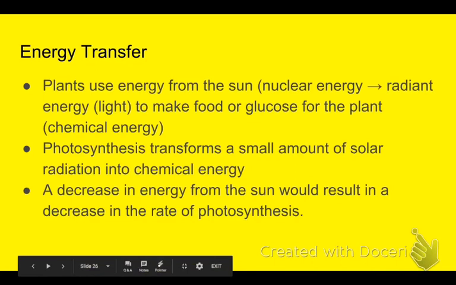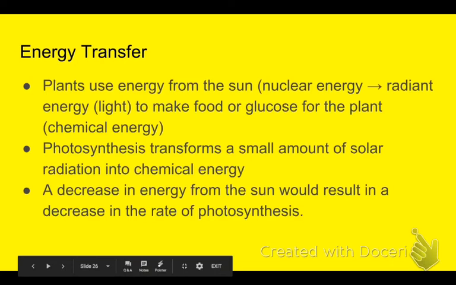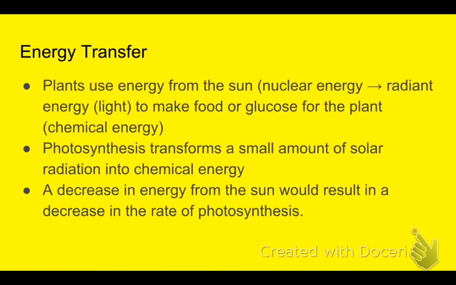So plants use energy from the sun, and the energy transfer is from nuclear energy. Remember, fusion is happening, and that gives us radiant energy, which is light. The light travels through electromagnetic waves to our Earth and allows our plants to make food, or glucose, for the plant, which is called chemical energy. So we go from nuclear to radiant to chemical. Photosynthesis transforms a very small amount of the solar energy coming into our Earth into chemical energy. And if we had a decrease in energy from the sun, that would result in a decrease in the rate of photosynthesis, which would have a harmful effect on all life on Earth.